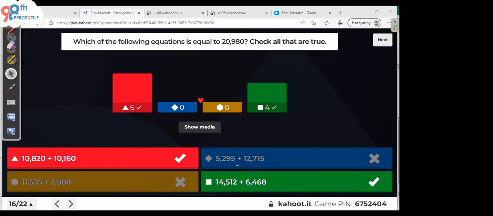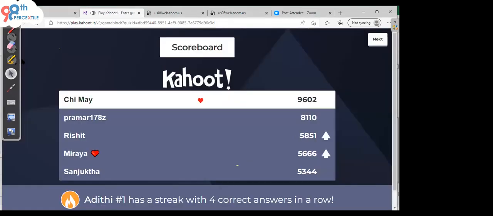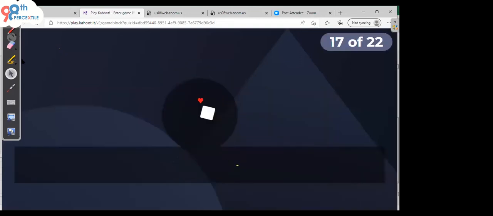Okay, let's check. Who is leading? Okay, Chimay is leading again. Miraya has come up. Aditi has a streak of 4 correct answers. Very few questions now, 17th question.